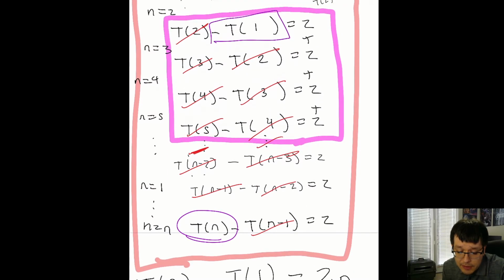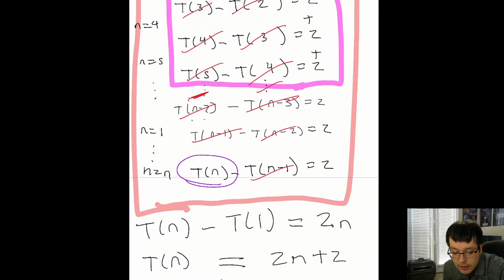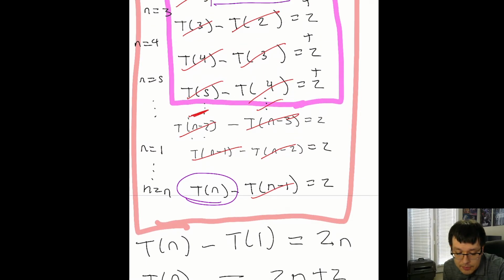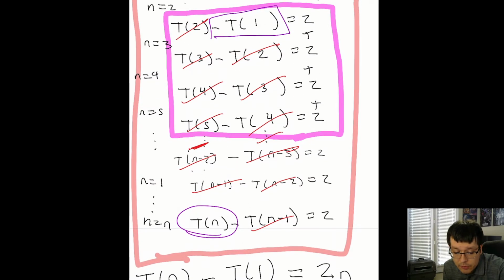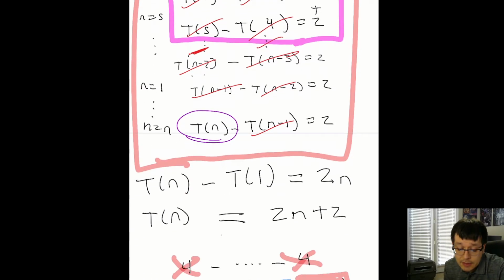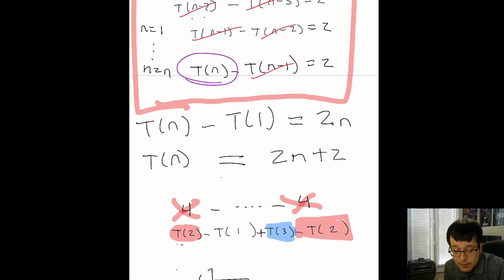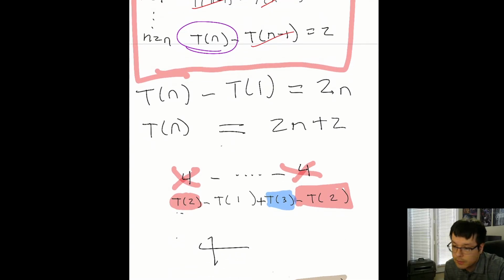And we found a pattern that usually happens where things cancel each other out. So we basically added them all together. On the right side, it was 2n. On the left side, all the terms cancel out except for the first term, which happened to be the base case, and the last term, which was T of n. So we ended up with this because we know the base case takes 2. Then this became T of n is equal to 2n plus 2.